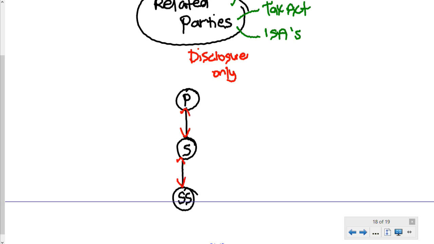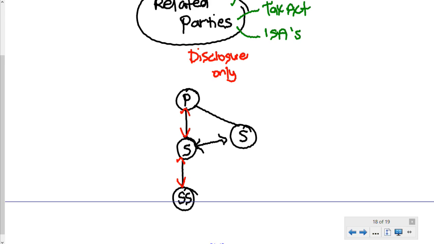So this parent is a related party. If this is the company you're looking at, they are a related party. So both ways, controlled or is controlled by, or is under common control with the entity. So we're looking there at a subsidiary that's this way, because they have common control, isn't it? It's the same company, so they are also related.